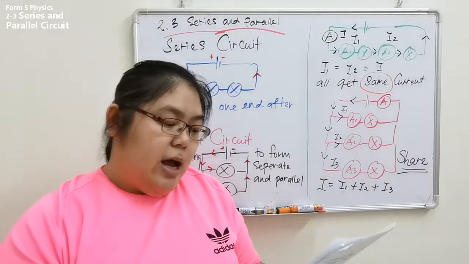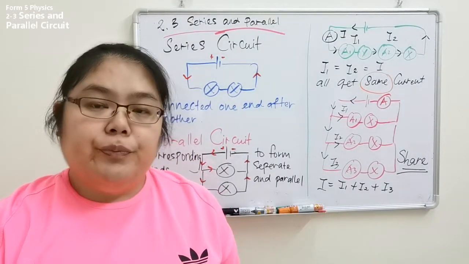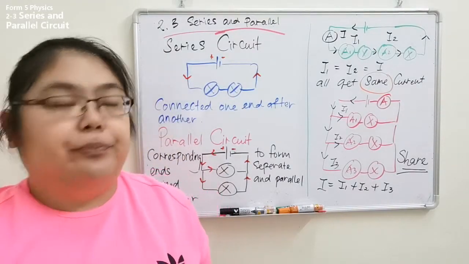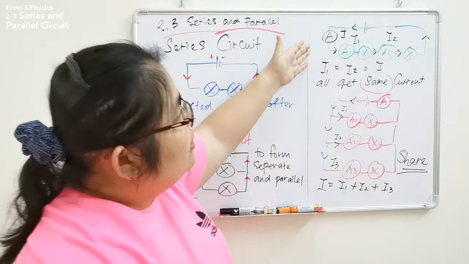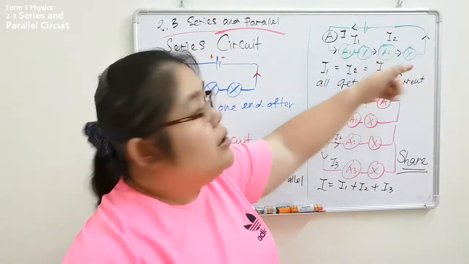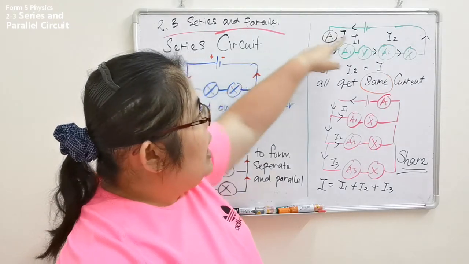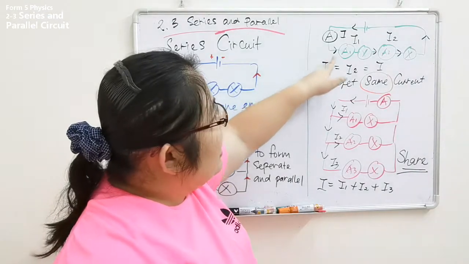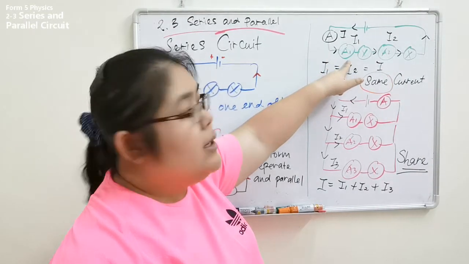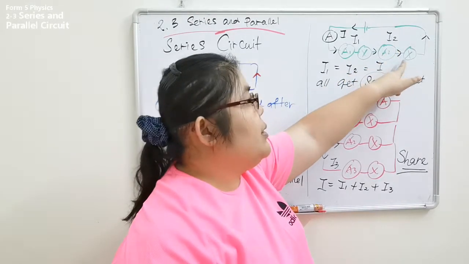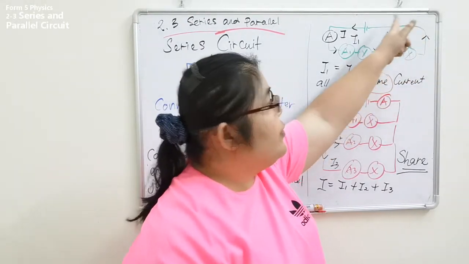Okay, next, now we need to see how the current flows. Current flow in series and current flow in parallel, what's the difference? Okay, let's see the first part. In the first part, I put the ammeters in. Okay, we've got 3 ammeters. After the current starts to flow, it will meet the first ammeter. Then after that, it goes to another ammeter, then the first bulb. Then followed by another ammeter with the second bulb. After that, the current will go back.